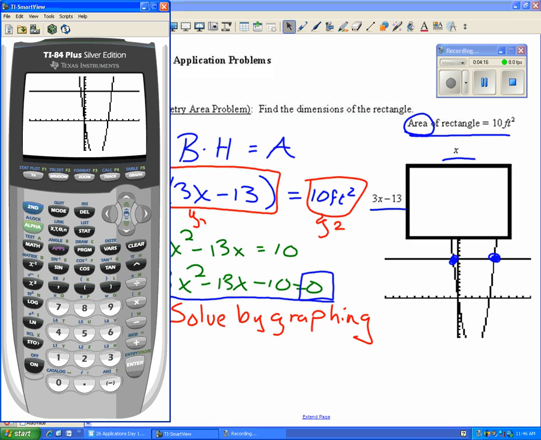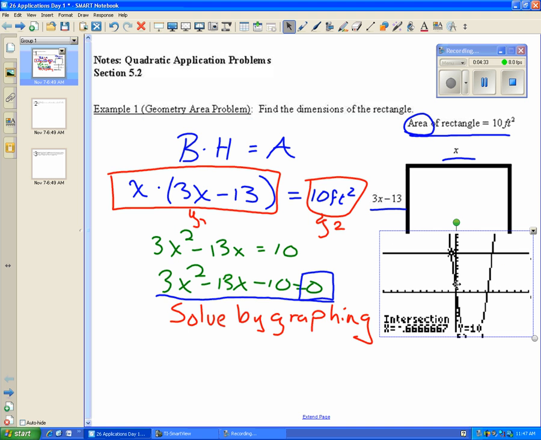To find intersections, I have to go to the calc button. So I hit second trace to get calc. Number 5 is intersection. So I'm going to hit enter for first curve, enter for second curve, enter for the guess. And my first intersection point, y equals 10. I knew that y would equal 10. That was part of my original equation over here. X is my solution. X is equal to negative 0.6 repeating, which is negative 2/3. That's my first answer.